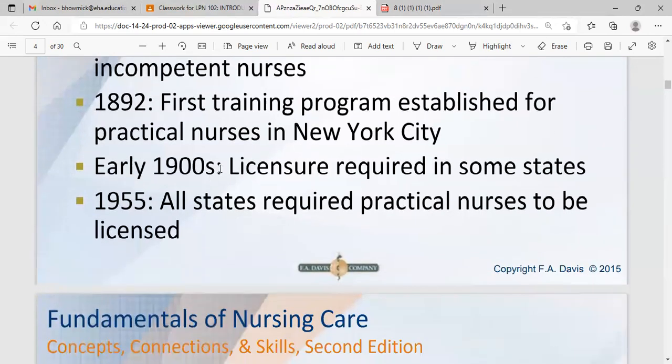In the early 1900s, license requirements started in some states. And in 1955, all states required practical nurses to be licensed, right? Meaning the NCLEX exam started.